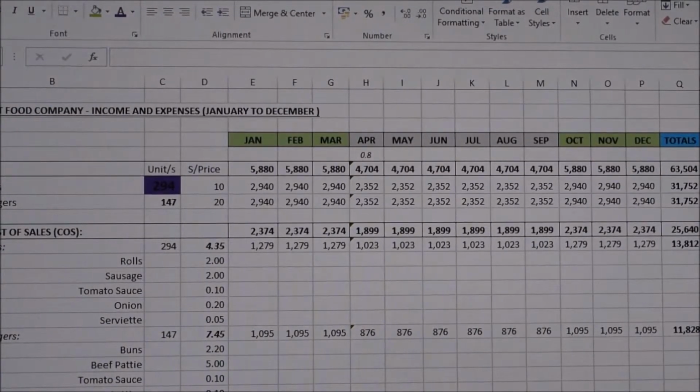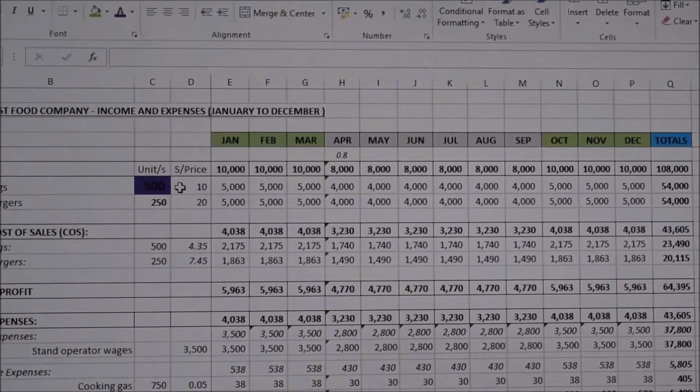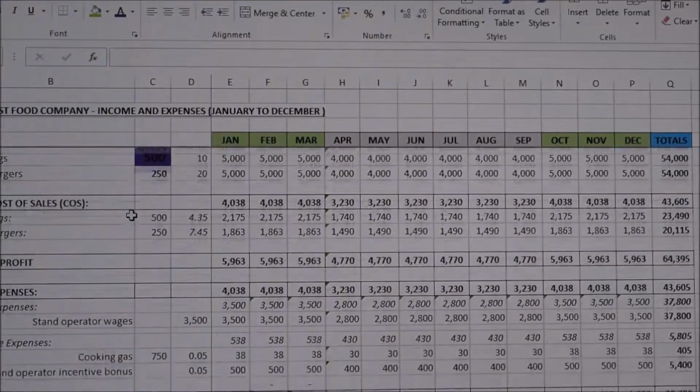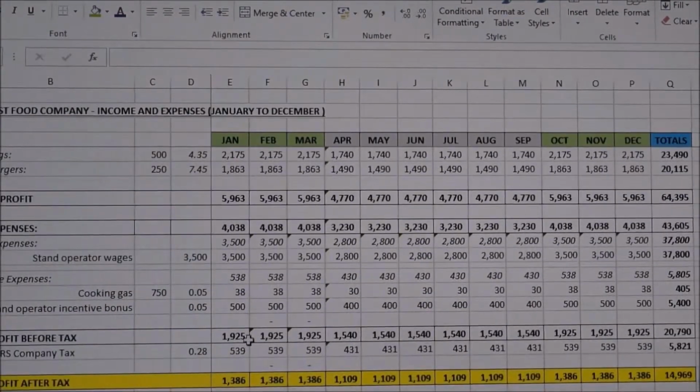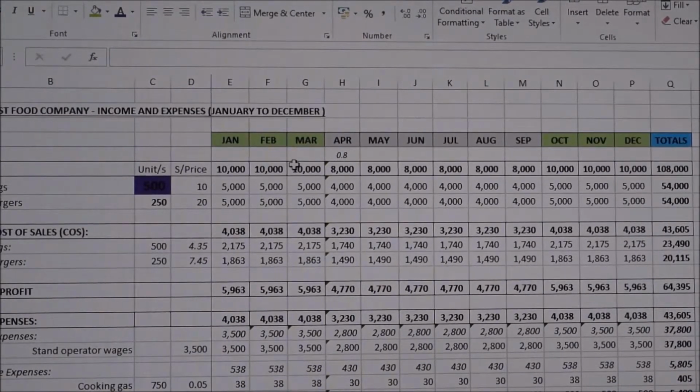Let's have a look at a projection where we are now selling 500 hot dogs in a month, but only 250 hamburgers. Our same sales ratio mix of 2:1. Can you see that? 500 hot dogs, 250 hamburgers. This means we are making a profit now in the first month of January, if we take into account those sales numbers, of 1,925 Rand. Our business is doing much better, and it continues to do that for January, February and March.